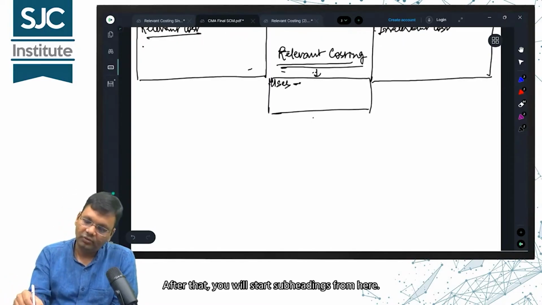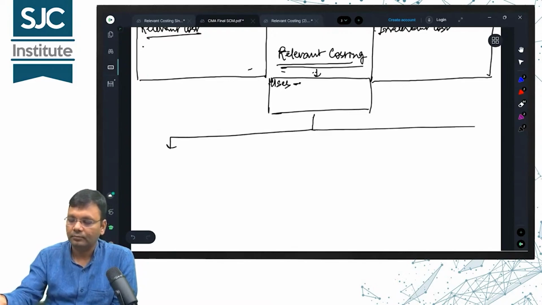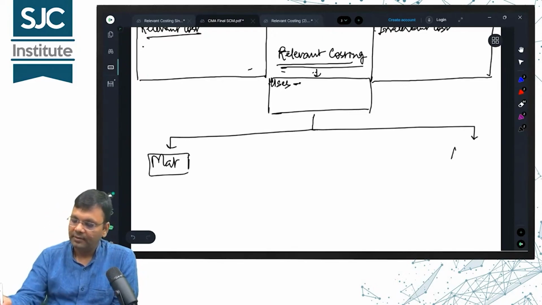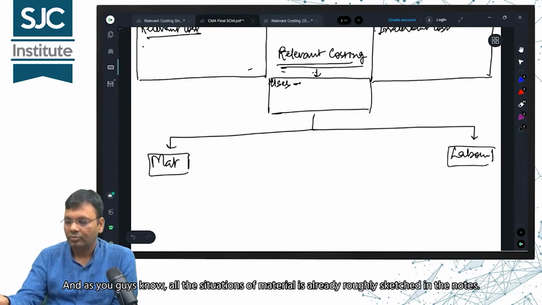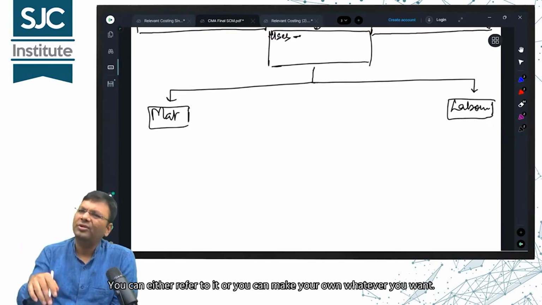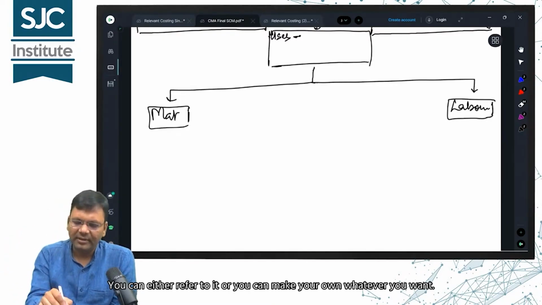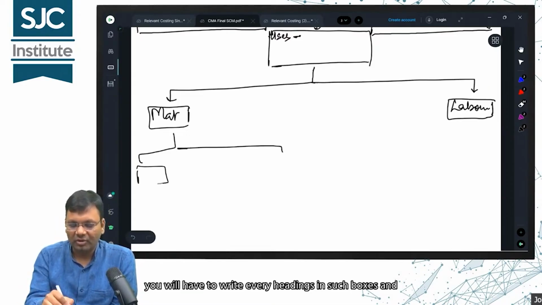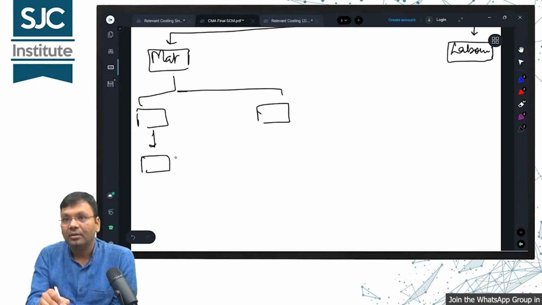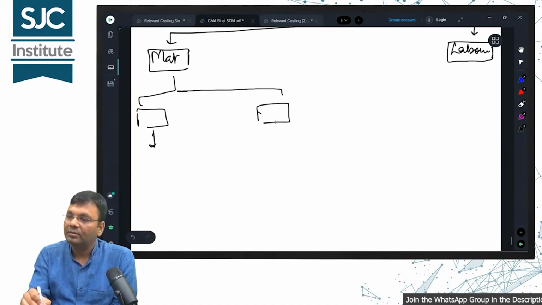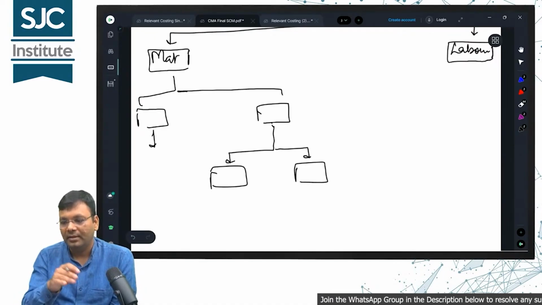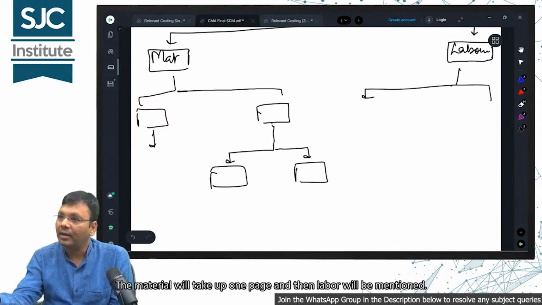All right. After that, you will start subheadings from here. One subheading of material and labor. And as you guys know, all the situations of material is already roughly sketched in the notes. You can either refer to it or you can make your own, whatever you want. You will have to write every heading in such boxes and write the relevant cost of each one, keeping it concise. In stock, to be purchased, and in that its parts, with lot size and without lot size, everything. The material will take up one page and then labor will be mentioned.